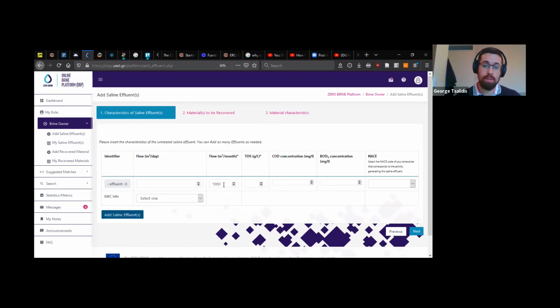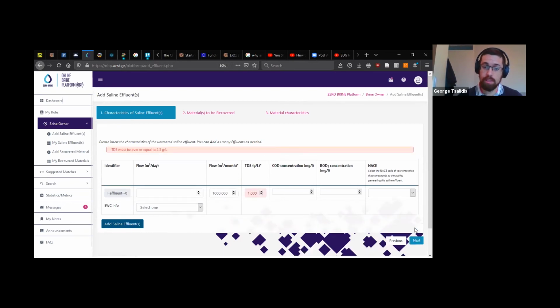So let's say that I am generating 1,000 cubic meters of brine every month with a total dissolved solids of, let's say, 1 gram per liter. If I try to select next, I will get an error stating that for the total dissolved solids, there is a minimum limit of 2.5 grams per liter. So then I have to go and change it. Let's replace it with 10 grams per liter.